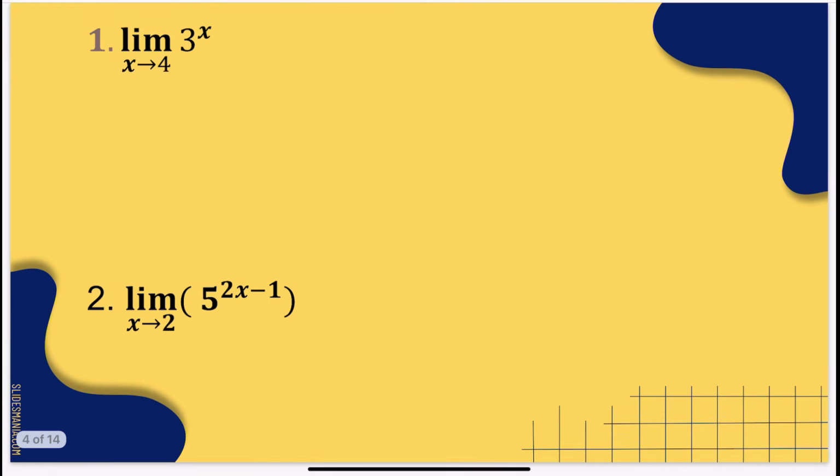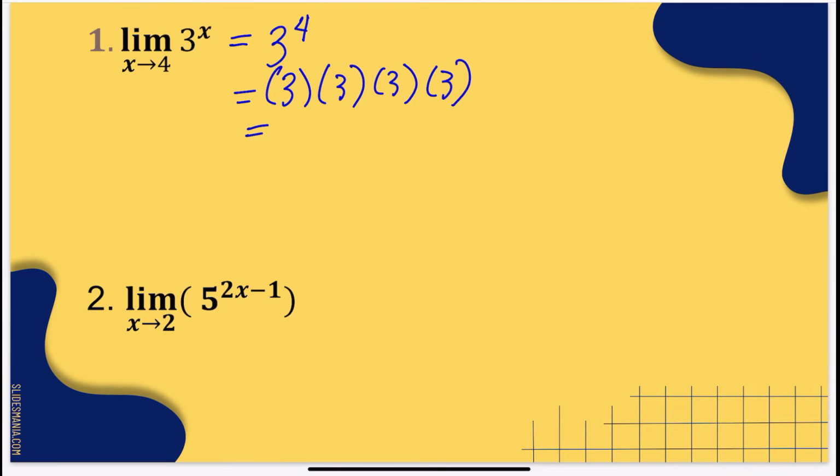Let's have an example to understand the theorem. Find the limit of 3 raised to x as x approaches 4. By substitution, x will become 4. So 3 raised to 4, that is equivalent to 3 times 3 times 3 times 3, which is equivalent to 81. The limit of 3 raised to x as x approaches 4 is equal to 81.